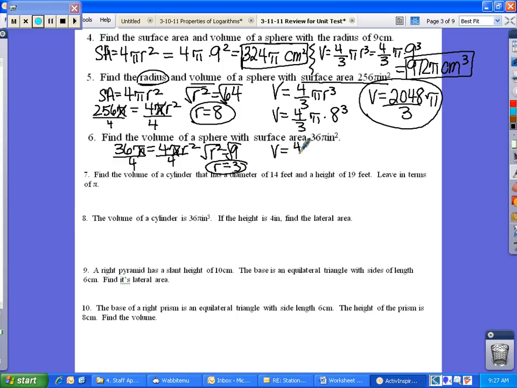Once you found the radius, now you plug it into the volume formula, just like you did in number 5. So 4/3 pi times 3 cubed. So 4/3 times 3 cubed is 36, so 36 pi. That was an easy one, and then your answer should be in inches cubed. Let's see if I wrote that.